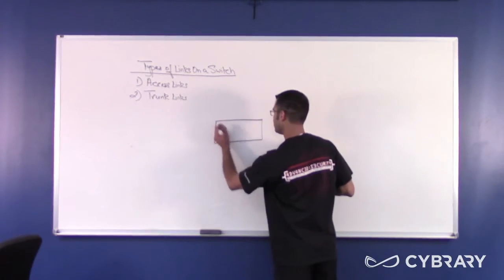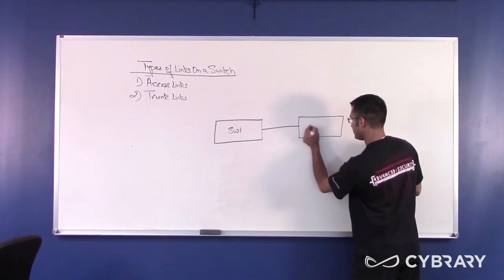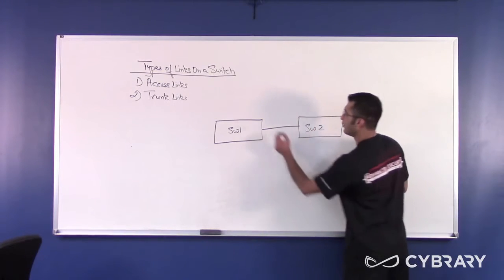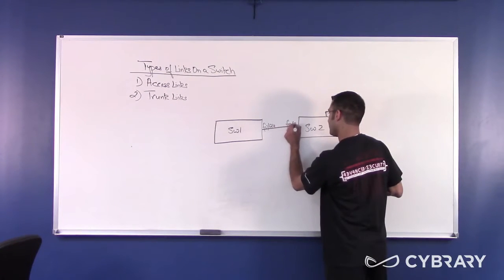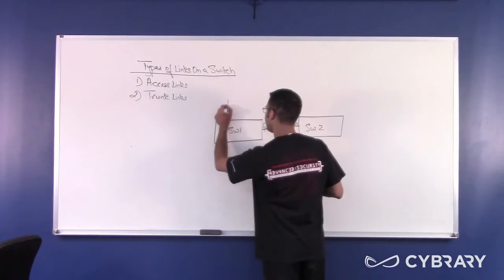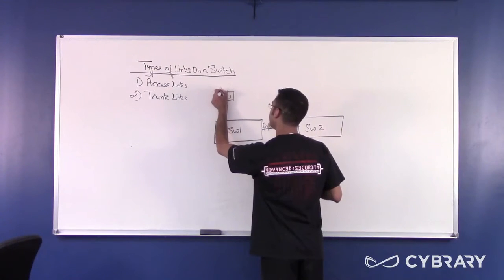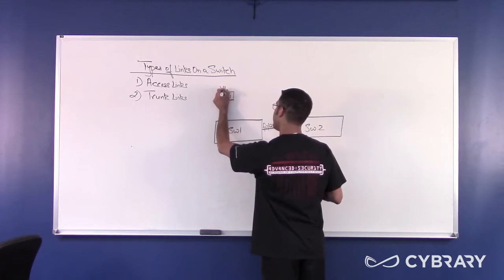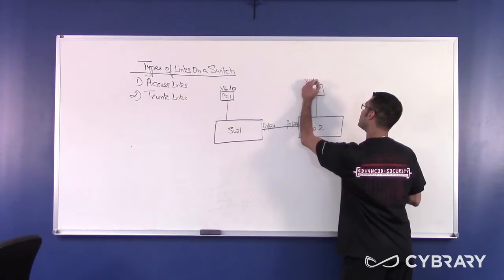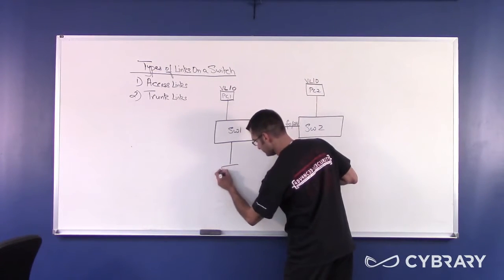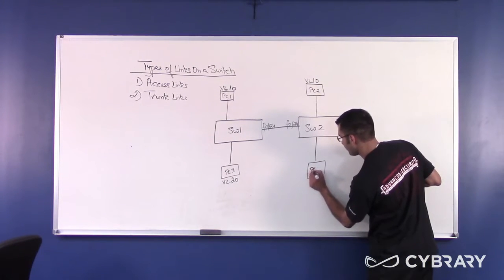Well, we'll go to our little box diagram again. This is switch 1, and the link between them, and this is switch 2. Both of these are connected to each other on FastEthernet 0/24, or port 24. And let's say we have PC1 in VLAN 10, and PC2 on switch 2 in VLAN 10, and then PC3 on switch 1 in VLAN 20, and PC4 on switch 2 in VLAN 20.